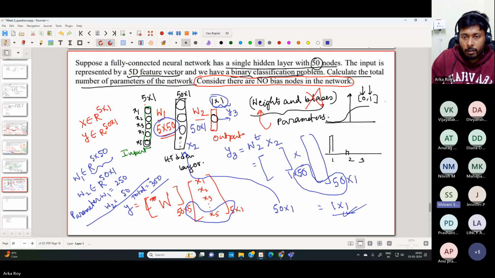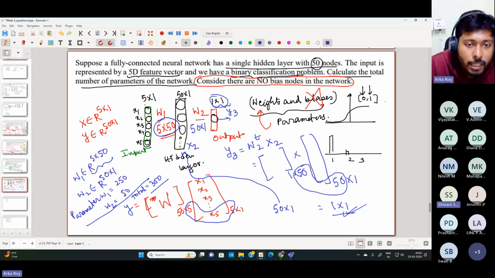Yes, we can do it directly: every input neuron is connected to every hidden layer neuron. So how many combinations? Each of the 5 neurons connects to 50 neurons, so it is 5 into 50. Yes, you can use that analogy also, because every neuron is connected to the next layer's neurons, and over here you have 5, each with 50 connections. So it will be 5 cross 50. That is also another way of arguing this solution, and that is also correct.